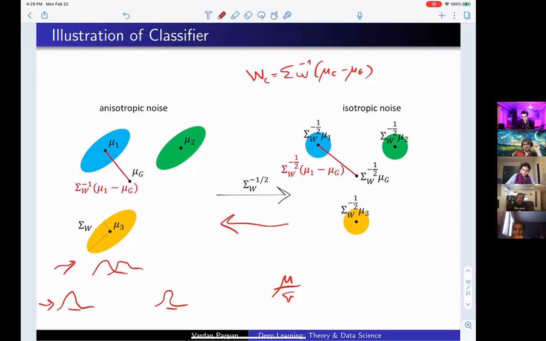Does this make sense? So basically, this thing measures how far away is the class mean from the origin, and this thing is normalizing the mean. Normalizing the mean. So this is why this is called signal to noise ratio, I guess, in an EE setting.